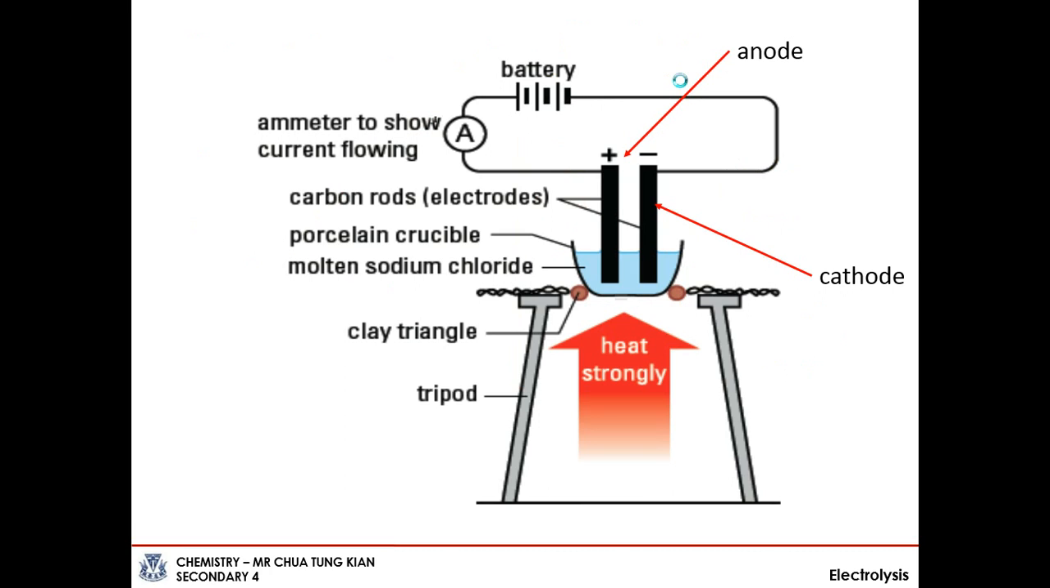So this is a very simple setup for the electrolysis of molten sodium chloride. If you see, there's a heat source present. The heat source is to melt the sodium chloride. There's a power source and there are the electrodes here again. You may be required to draw this diagram, so take a closer look. Try to remember the critical parts: the heat, power source, the electrodes.